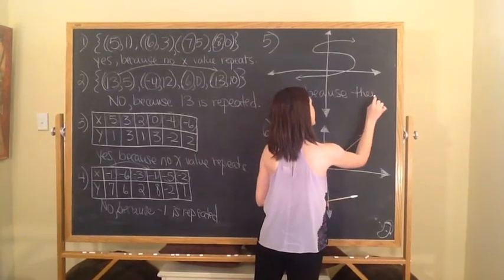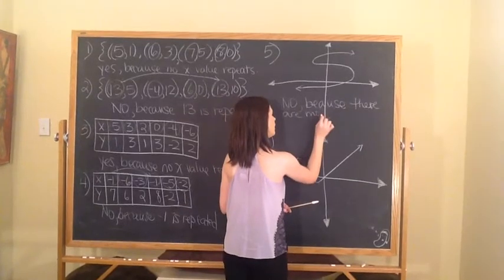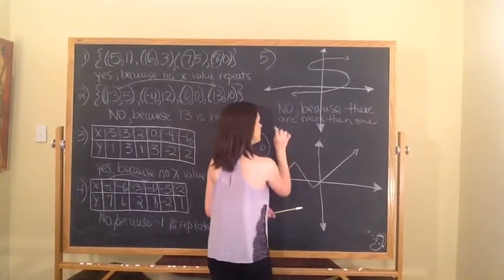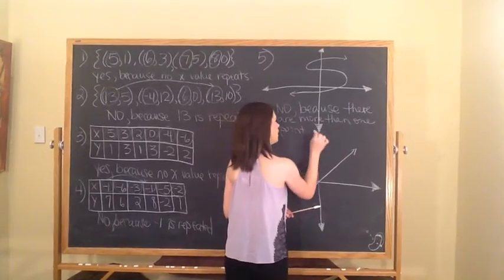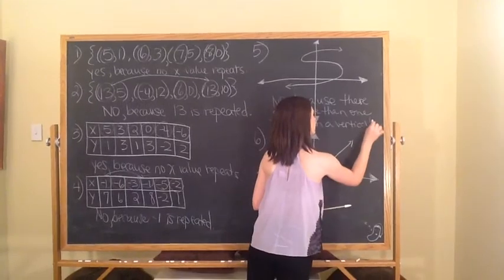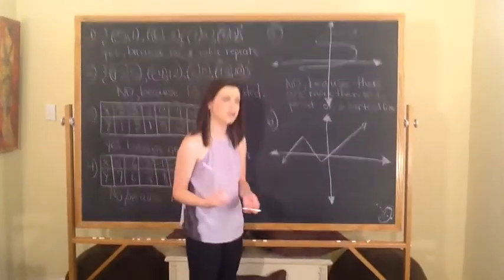there are more than 1 point on a vertical line. Or you could say the vertical line test. It hit in more than 1 point or something like that.